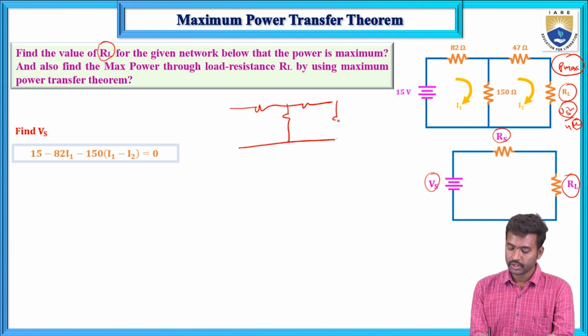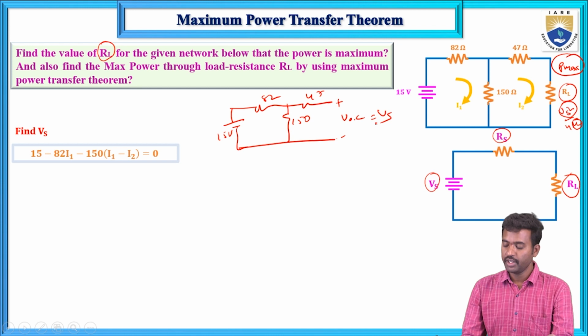This is the load resistance and this is 15 volts. The resistors are 82, 47, 150 and this is RL. So first, remove the load resistance from the given circuit and place terminals, this is VOC. Calculate the open circuit voltage. That open circuit voltage is known as the VS.